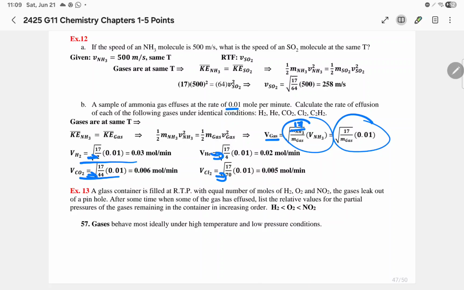Now, a glass container is filled at RTP, 24 degrees, with an equal number of moles of H2, O2, and NO2. The gases leak out of a pinhole. After some time, some of the gases effused. List the relative values for the partial pressure of the gases remaining in the container. H2 is going to be the least because it's the lightest, then O2 is second lightest, then NO2 is the heaviest. Gases behave most ideally under really high temperature and low pressures. Just know it.